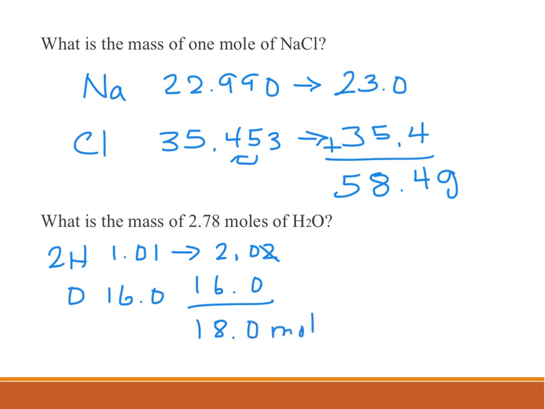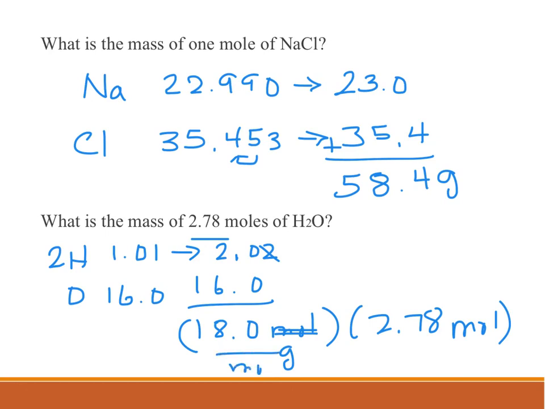That's just 1 mole of water. We have 2.78, so we're going to multiply. Oops, that's not moles, that's grams. 18 grams in 1 mole. We're going to multiply it by our 2.78 moles. And this is really grams per mole, so of course the units would cancel for those of you that are precise about those things. And then 18.0 times 2.78 is going to give us a final answer of 50.0 grams of water found in the container containing 2.78 moles of water.